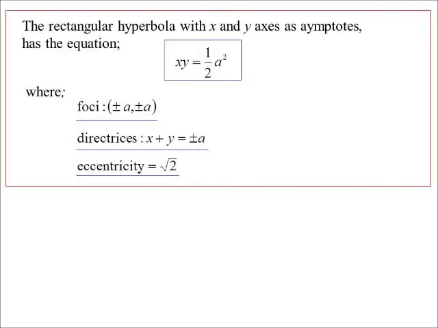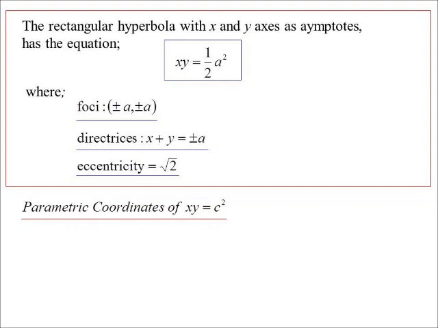To summarise all that then, xy equals a constant, but think of that constant as a half a squared, because we need to know a. Once we know a, we can say straight away, well, the foci are (plus or minus a, plus or minus a). And the directrices are x plus y equals plus or minus a. So that's the key to remembering it. Don't think of it as just xy equals a constant. Think of it as xy equals half a squared. Eccentricity is always root 2.